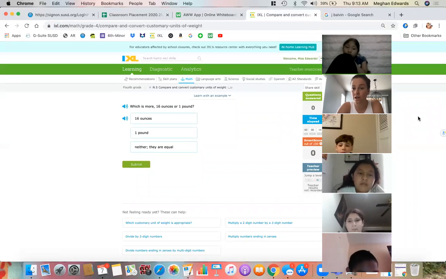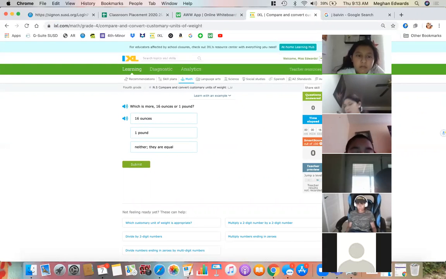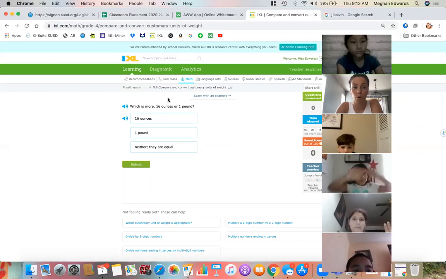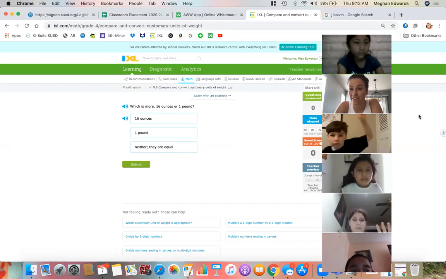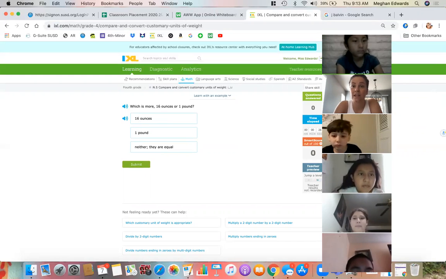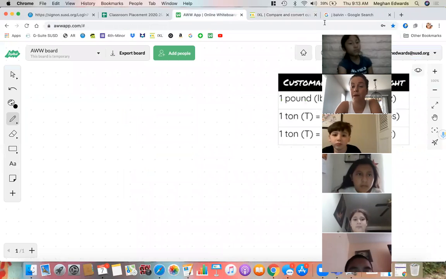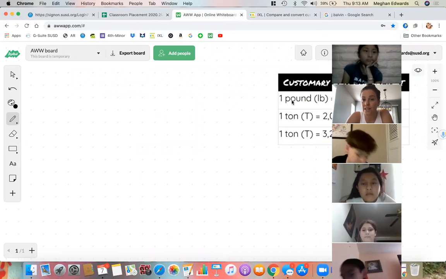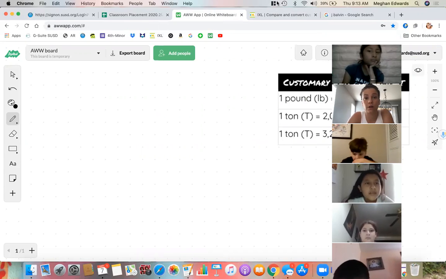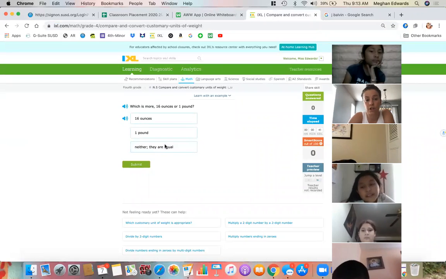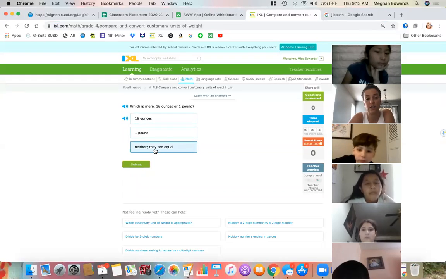So students who are joining me today, what do we think? Which is more, 16 ounces or 1 pound? Or are they equal to each other? Crystal? Equal to each other. And based on our conversion chart, we take a look at it. We see that 1 pound is equal to 16 ounces. So Crystal, you are correct. And for this question, we would say neither. They are equal to each other.